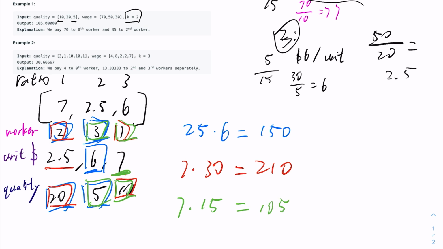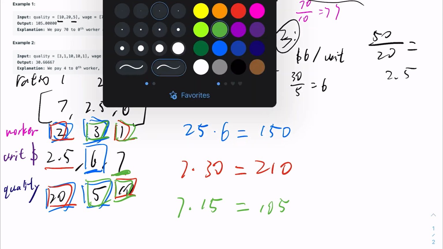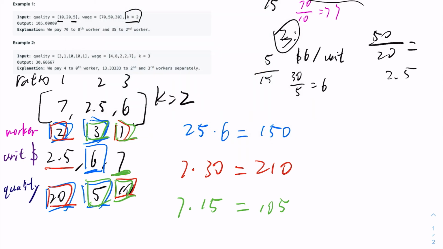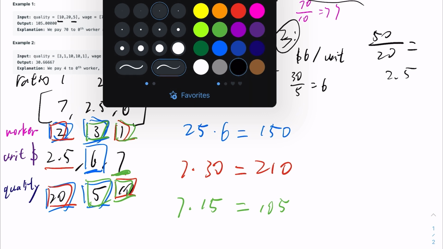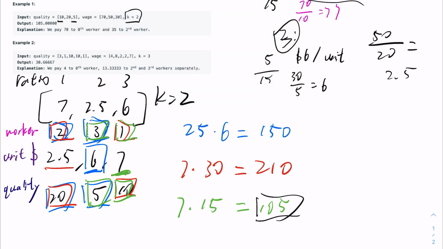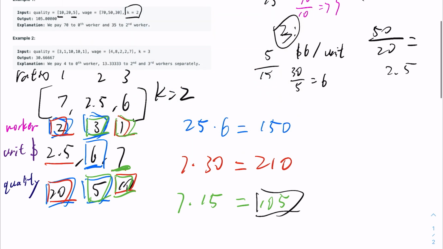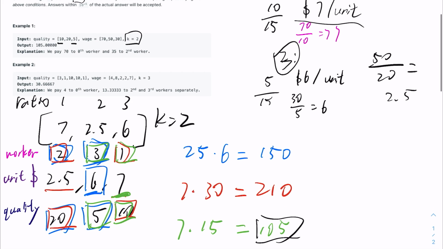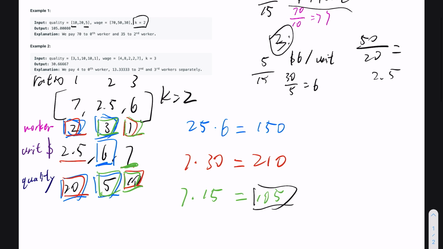Okay, so as we can see, we have tried every worker combination because our k is equal to 2, and we can see that the least amount of money we can pay is 105, to hire worker 3 and 1, which is the solution.